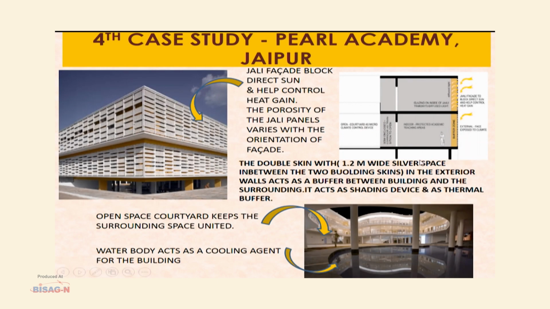The fourth case study is the Pearl Academy of Jaipur. In this we see the jali facade which blocks the direct sunlight and helps control the heat gain. It actually has a double skin layer. The external skin consists of the jali facade. There is a 1.2 meter wide space between the actual facade and this jali facade, in between the two building skins. The exterior walls act as a buffer between the building and the surroundings. It acts as a shading device and as a thermal buffer as such.